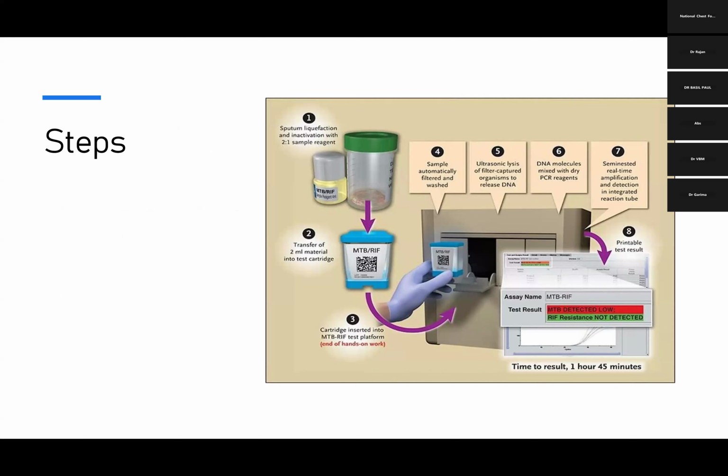So what are the steps? You can see first sputum liquefaction and inactivation with sample reagent. Then you transfer 2 ml of the material into the cartridge. Then the cartridge is inserted into the Xpert MTB/RIF test platform. Now here the hands-on work ends. Now everything else is automated. The fourth step is the sample is automatically filtered and washed. Then the fifth step is ultrasonic lysis of the filter-captured organism to release the DNA. Then the DNA molecules are mixed with dry PCR reagents. Then semi-nested real-time amplification and detection occur in integrated reaction tubes, and then you get printable results.